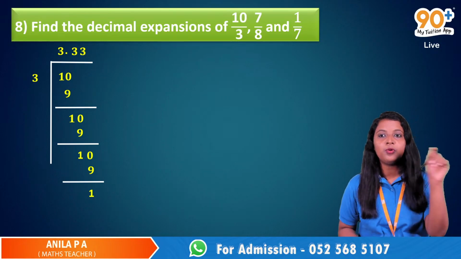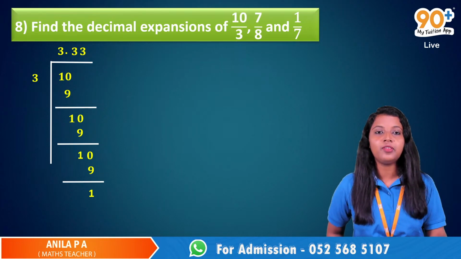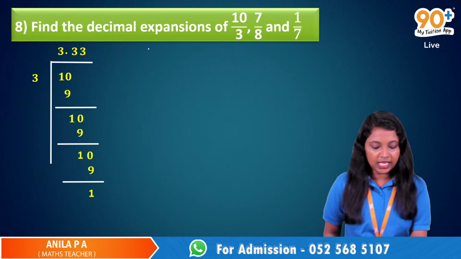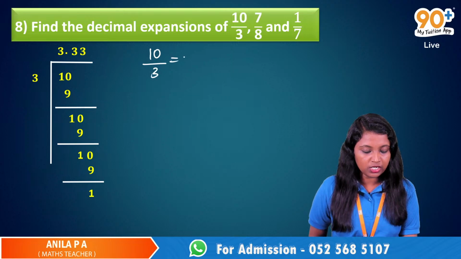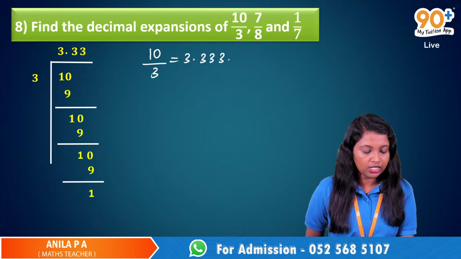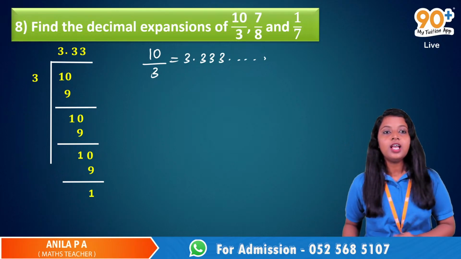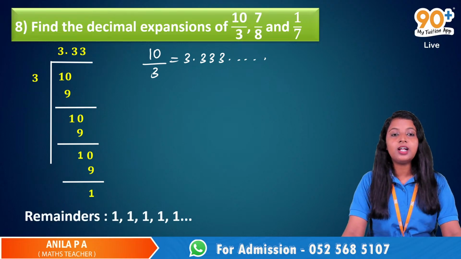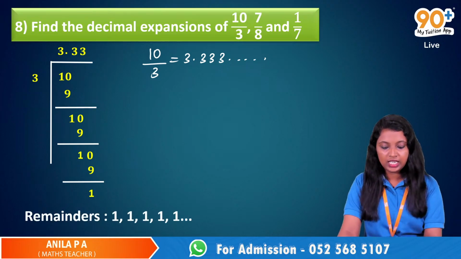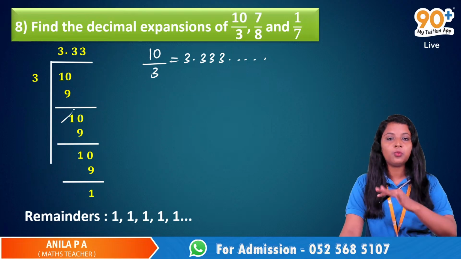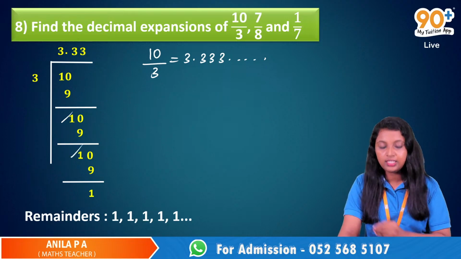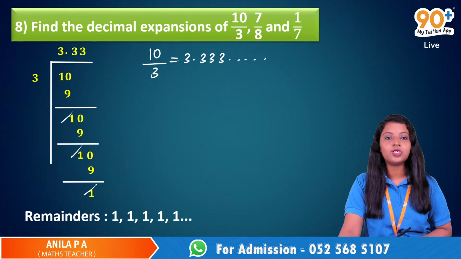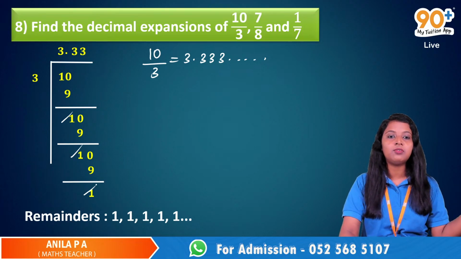So you can just put a bar above that. 10 by 3 is actually equal to 3.3333. It goes on and on. Here see the remainders are 1, 1, 1, 1. Here the remainder was 1 and we just put 0 beside that. And here the remainder is 1. Here also the remainder is 1. So the remainders are 1, 1, 1, 1.